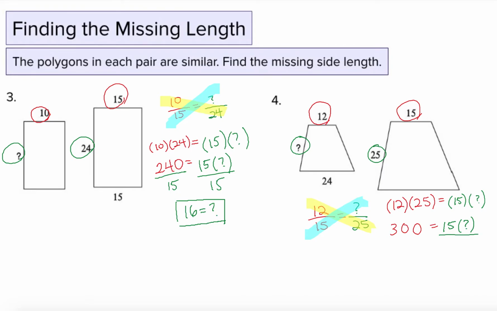So I'm going to divide this right side by 15. But when I do something to the right side, I also have to do it to the left side because they are equal. And whatever I do to the right, I have to do to the left.